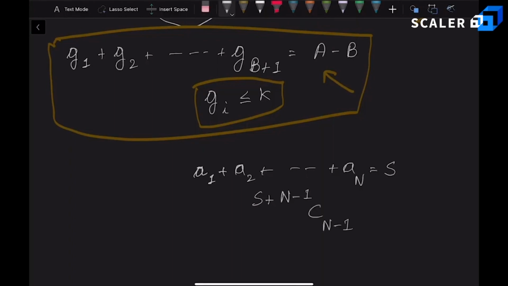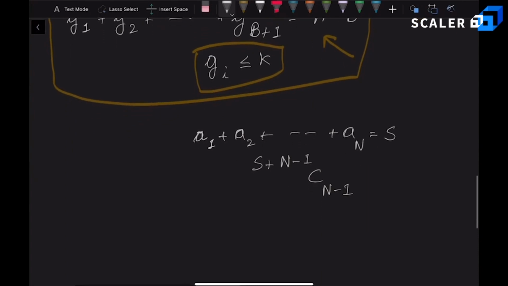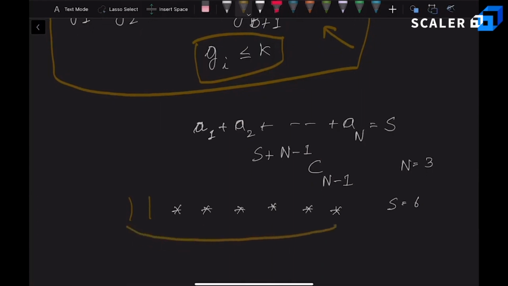Now to give an intuition of why this is so, let's say we have S stars, for example, if S is 6, we have S stars and N is 3. So what we do is we select 2 bars, that is, we select N minus 1 bars. So we are saying that the total number of solutions will be the number of ways to permute these stars and bars. The number of ways to permute this will be S plus N minus 1, C, N minus 1.